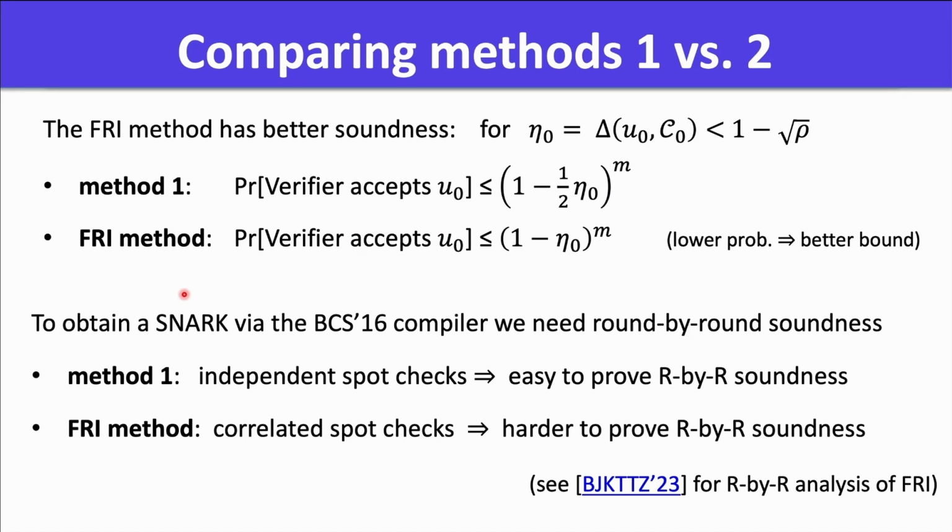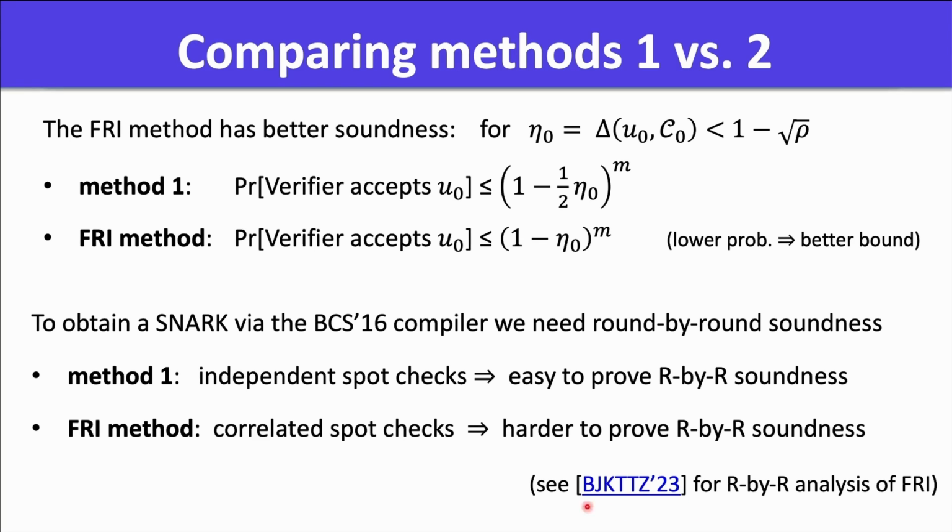The benefit of method 1 is that to obtain a SNARK using the BCS16 compiler, we have to argue that the protocol is round by round sound. It turns out with method 1, where we have independent spot checks, it's quite easy to prove round by round soundness. With the FRI method, because the spot checks are correlated, the proof is actually a little bit messy and it's harder to prove round by round soundness.